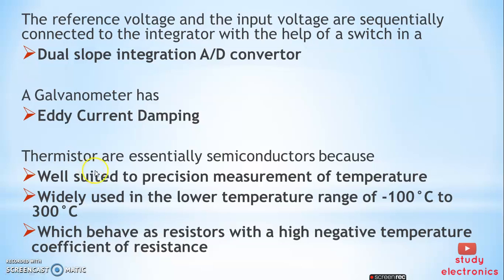Next, thermistors are essentially semiconductors because of these following factors. First one, well suited to precise measurement of temperature. Next, widely used in the lower temperature range, that is minus 100 degrees Celsius to 300 degrees Celsius. And third point, which behave as resistor with a high negative temperature coefficient of resistance. So, these are 3 factors. Essentially, thermistors are semiconductors.